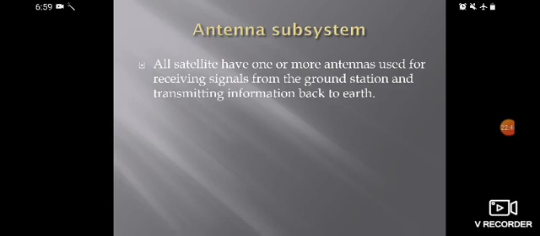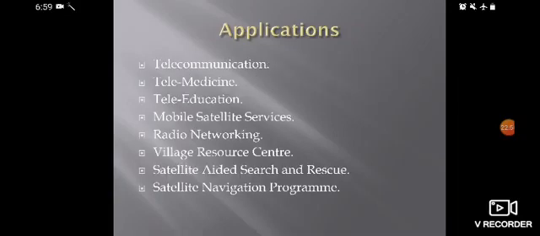So like this we are having a number of antennas to control that. Okay, so that is called the antenna subsystem. Okay, and what are the applications of communication satellites?